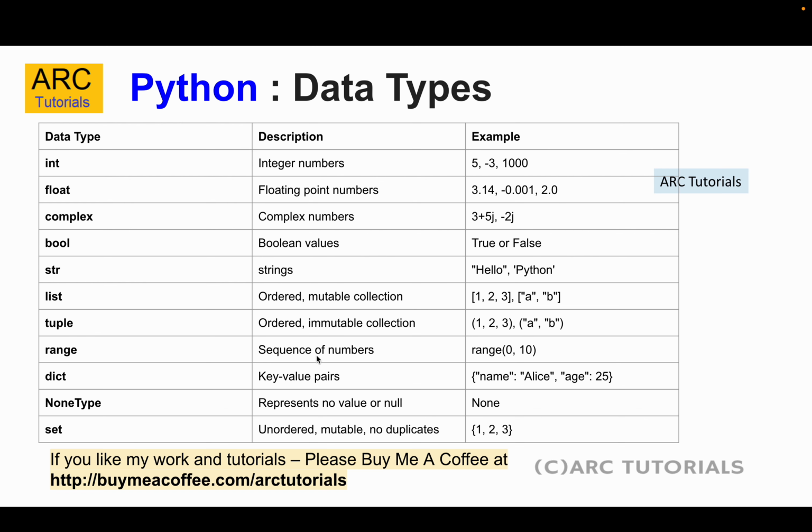Range, in English we know what it is. It is a sequence of numbers. So when we say range from 0 to 10, it will give a sequence of numbers between 0 and 10. You have dict, which is a key value pair basically. So this is like a JSON format, but to store values and variables. You have none type, which is representing no value or null. For example, none. Then you have set, which is an unordered collection, which is mutable and will have no duplicates.